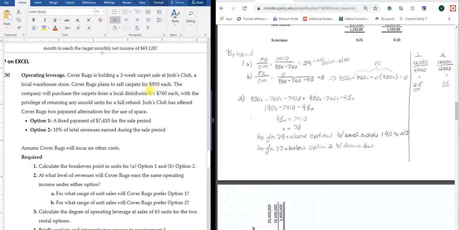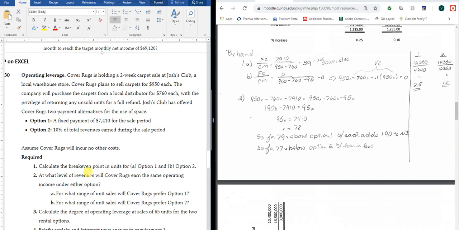If I had to keep them, whether I sold them or not, I might have $950 times the number sold, and then $760 times the number purchased, and these two numbers wouldn't be the same for sold and purchased, but this makes it the same for sold and purchased. So I have alternatives: fixed costs of $74.10 or 10% of total revenue earned during the sales period. So if you think about that, 10% of total revenue, 10% of $950 is $95. So under option 2, I have a variable cost of $95.